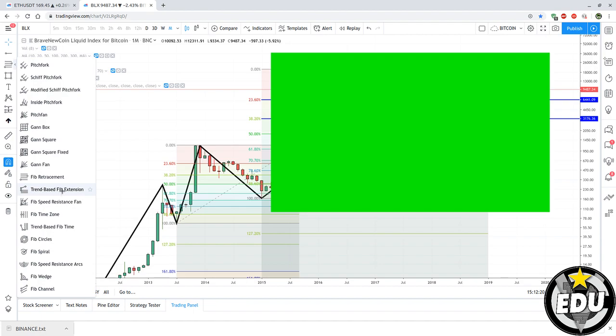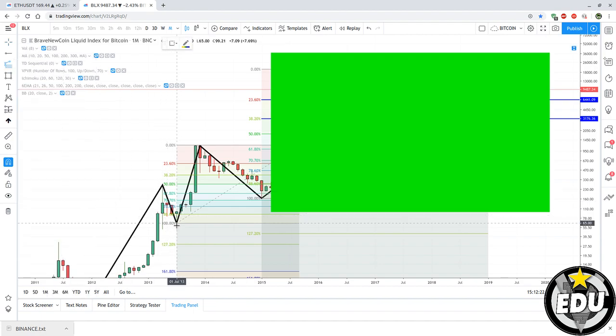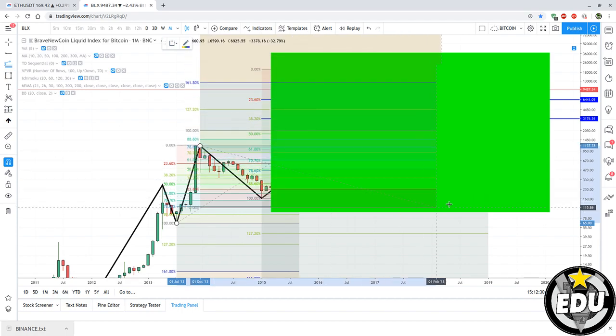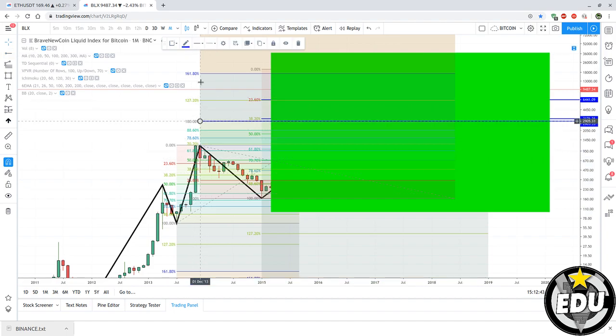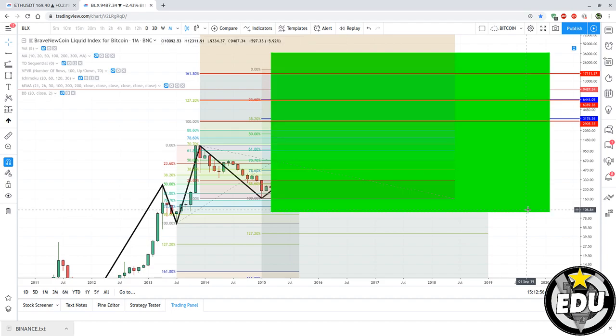Trend based Fibonacci extension from the bottom of the 2013 correction to the top of the trend down to the correction. What levels do I come up with here? Let's make the most important one, 100%. Let's make it red. 127% and 161%. Let's remove the green box, and let's see what we come up with.